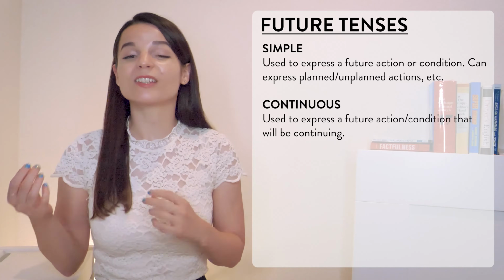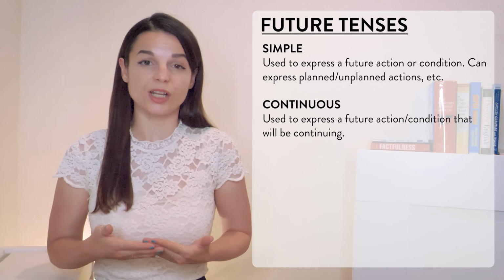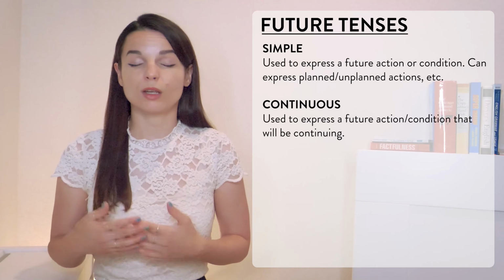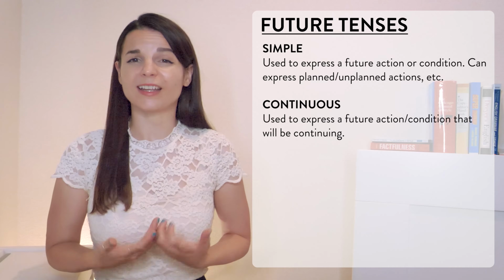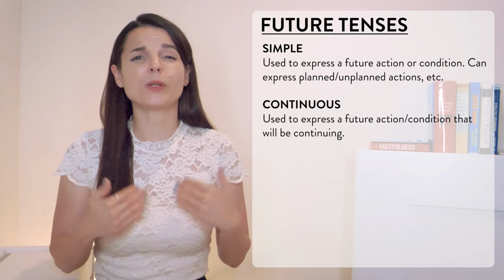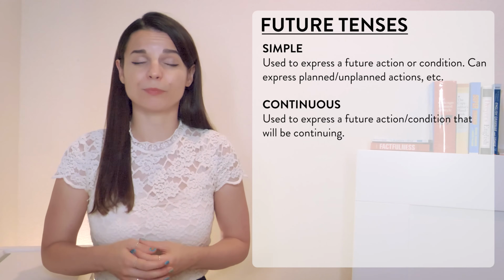Future continuous expresses a future action or condition that will be continuing. We use this to help express our future schedules. For example, sorry, I can't meet you Monday afternoon. I'm going to be teaching a lecture at that time.